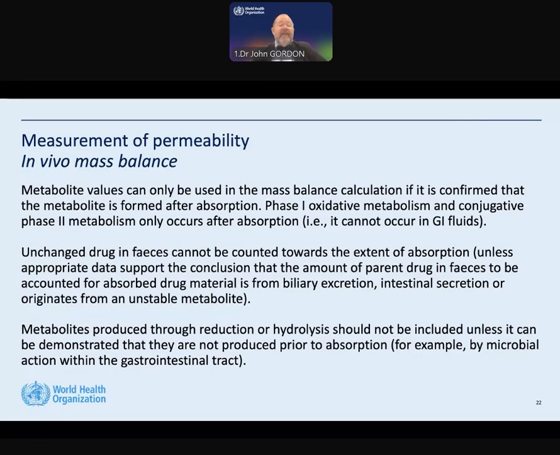And any other metabolites that may be formed through pathways that could occur pre-absorption can't again be used in your mass balance calculation unless you're able to show that those metabolites are being formed post-absorption. So the mass balance study is complicated, but it is one way of assessing the permeability of a drug substance.